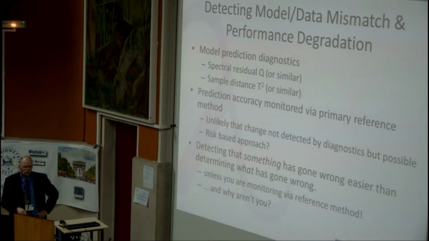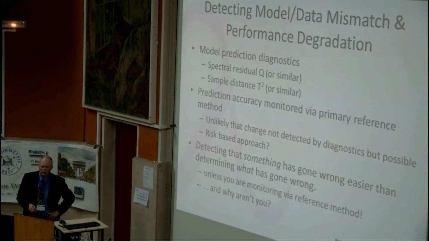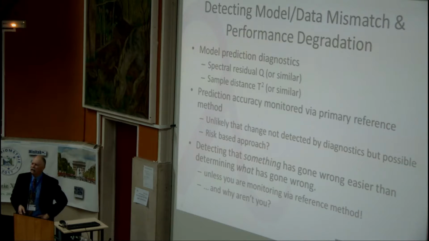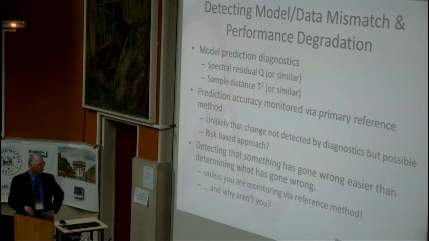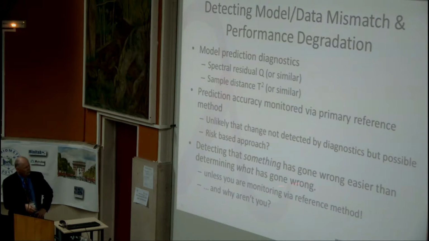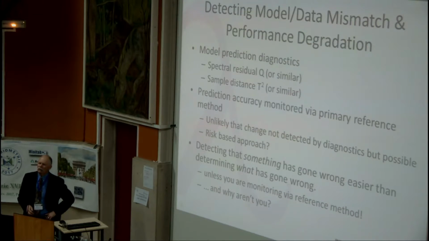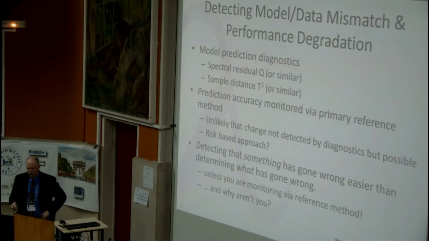In general, though, detecting that something has gone wrong is considerably easier than determining what it was that has gone wrong, unless, of course, you're monitoring via a reference method occasionally, and why aren't you? So we still think that's important. Just because you implement a new spectrometer online doesn't mean that you can totally shut down the wet chemical laboratory that you used to have.